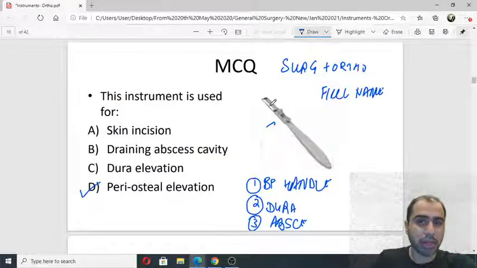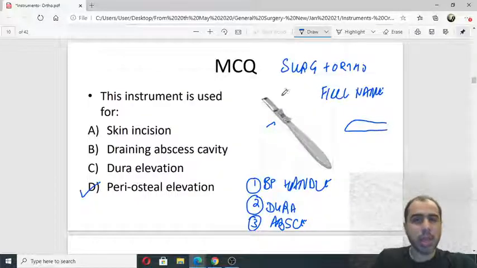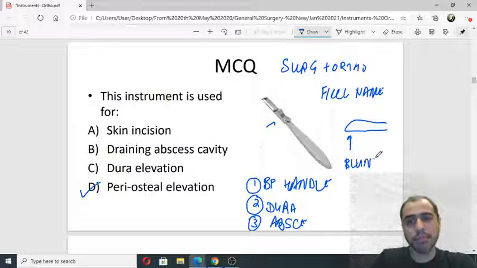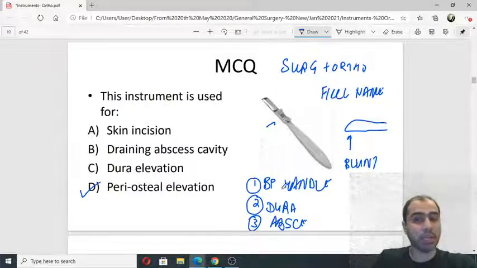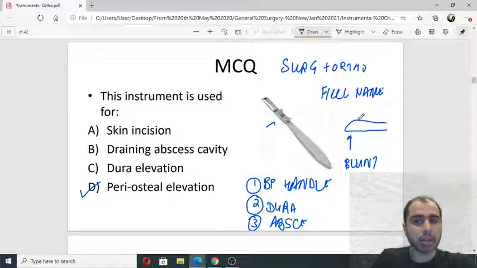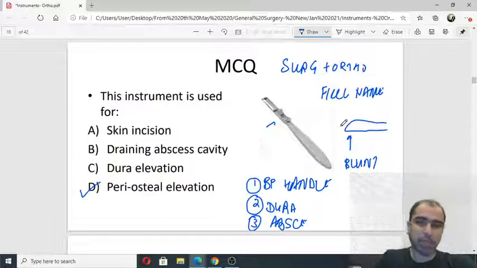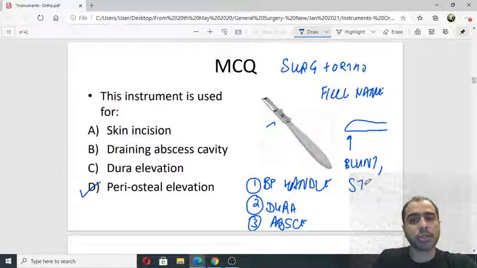More important, look at the tip. The tip goes like this. It's fairly blunt. So there is a thumb rest, but mind you, thumb rest is also seen in BP handle. I'll show you. It's also seen in BP handle, but the tip is blunt because periosteum you don't need to dig in too much. Tip is blunt. There is a thumb rest. Okay, and it's a fairly sturdy instrument.